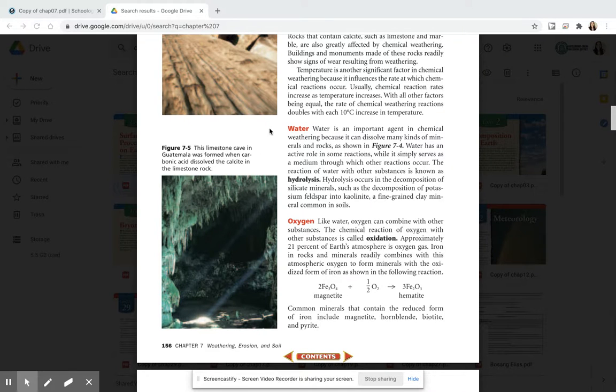Water. Water is an important agent in chemical weathering because it can dissolve many kinds of minerals and rocks, as shown in Figure 7.4. Water has an active role in some reactions, while it simply serves as a medium through which other reactions occur. The reaction of water with other substances is known as hydrolysis. Hydrolysis occurs in the decomposition of silicate minerals, such as the decomposition of potassium feldspar into kaolinite, a fine-grained clay mineral common in soils.